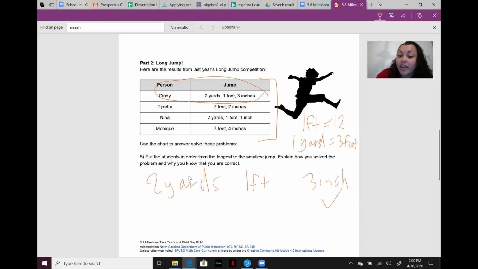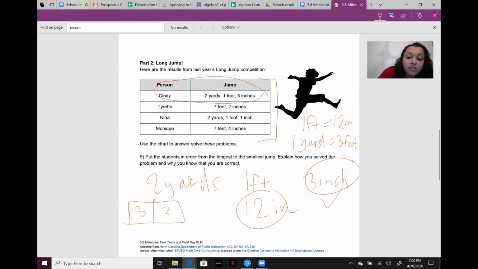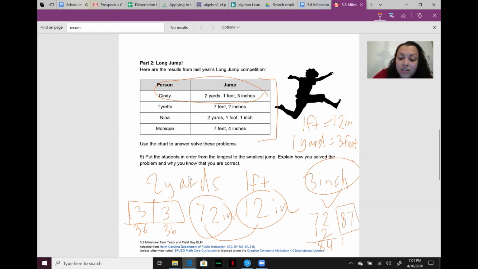1 foot, again, is 12 inches. So I'm going to put 12 here. And then 2 yards. Each yard is 3 feet, and each foot is 12 inches. So 3 feet means 36 inches, 3 times 12. This is also 36 inches. If I add 36 and 36, I get 72 inches. So if I add all of these up, I have 72 plus 12 plus 3. 72 plus 12 equals 84, and then we add our 3. So she jumped 87 inches.